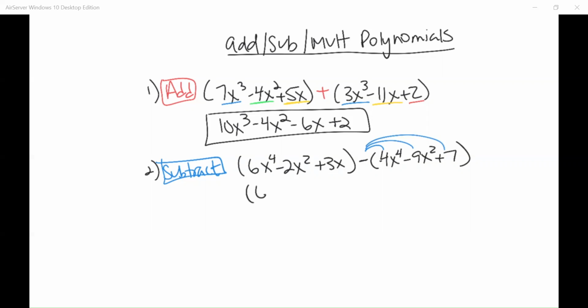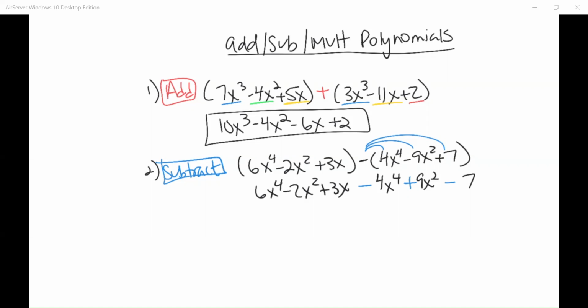So again, we have 6x to the 4th minus 2x squared plus 3x. And a minus times a positive is going to make a minus 4x to the 4th. A negative and a negative is going to make a positive 9x squared. A negative and a positive is going to make a negative 7.